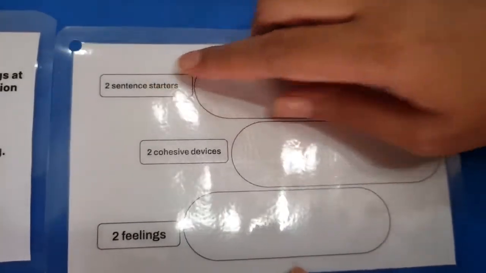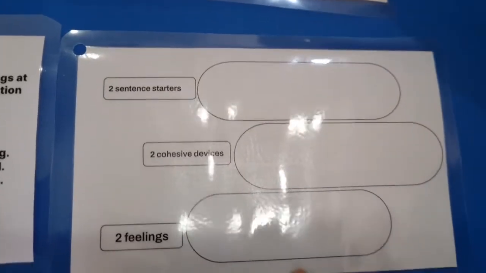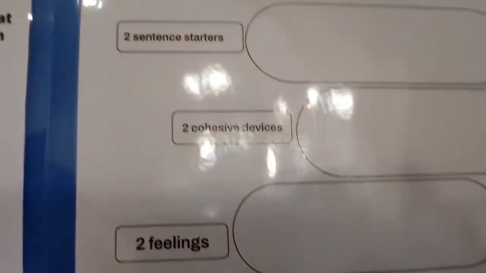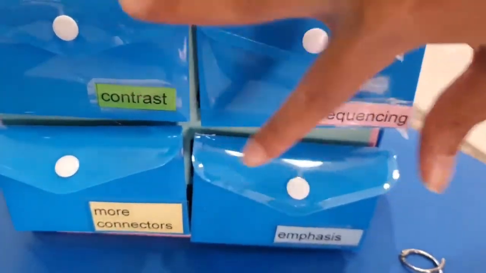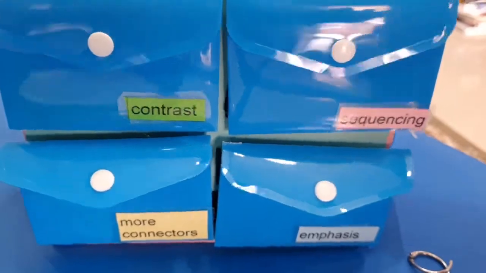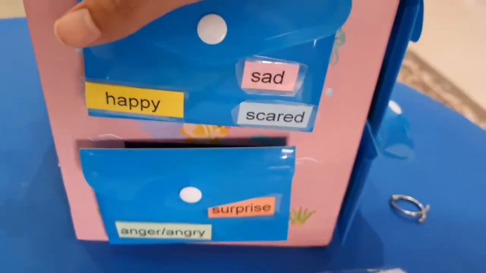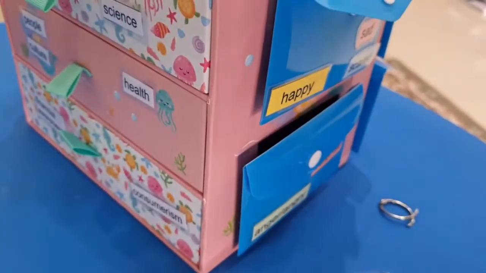Alright, so two from sentence starter. And then it says here 2 cohesive devices. Cohesive devices can be from 4 here, but only pick 2 strips. So maybe 2 categories you won't be using. It depends on teacher instructions. And then 2 feelings. This one also depends on the teacher as well.